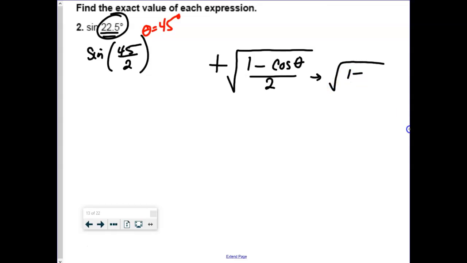1 minus the cosine of theta. Remember, we just determined that theta is 45 degrees. So what is the cosine of 45 degrees? Oh, gross. Square root of 2 over 2. And then all of that is being divided by a 2.